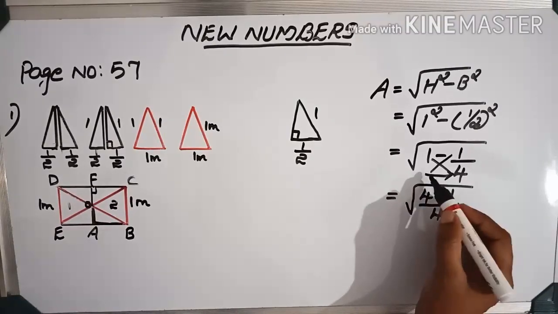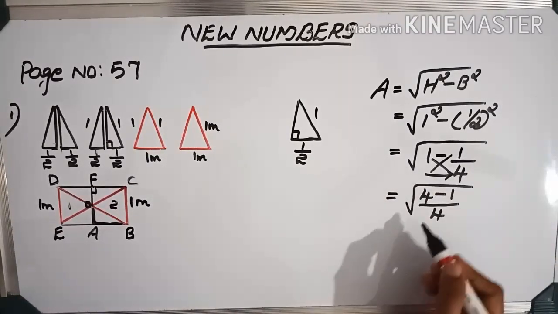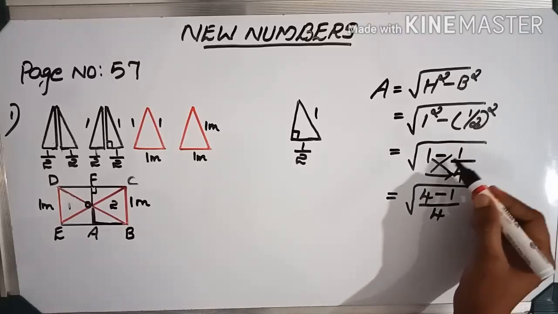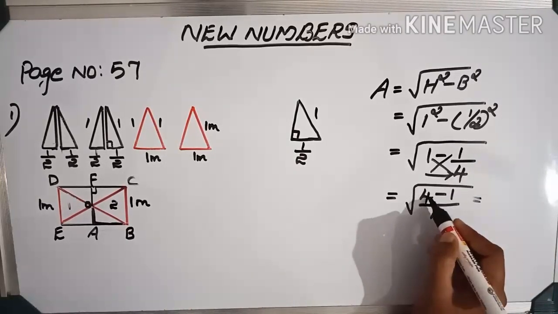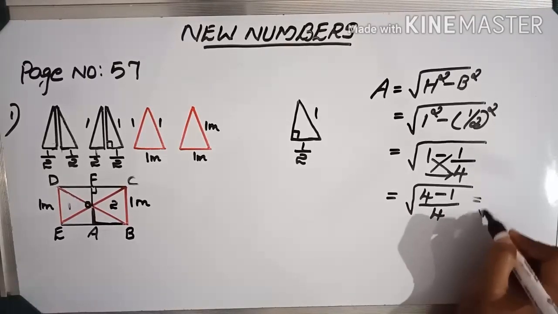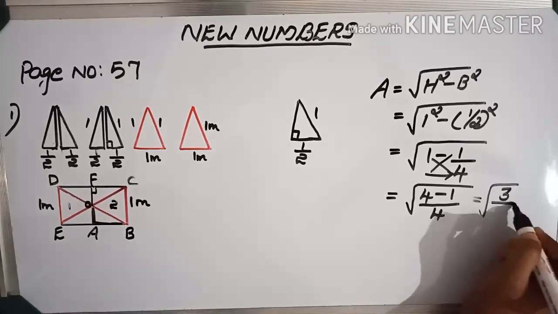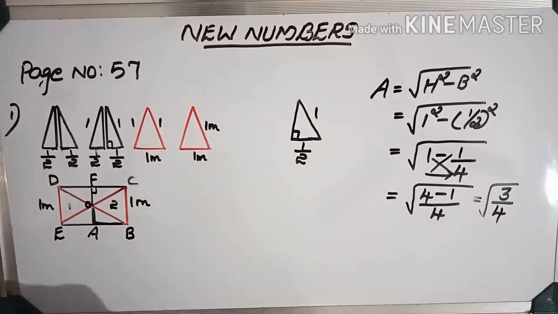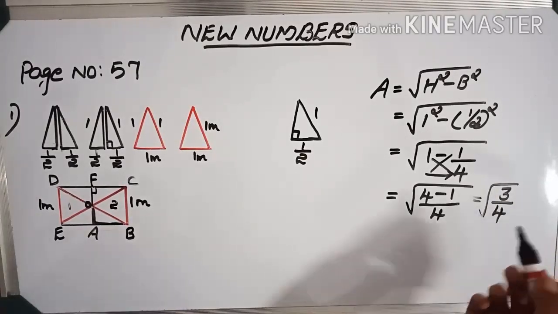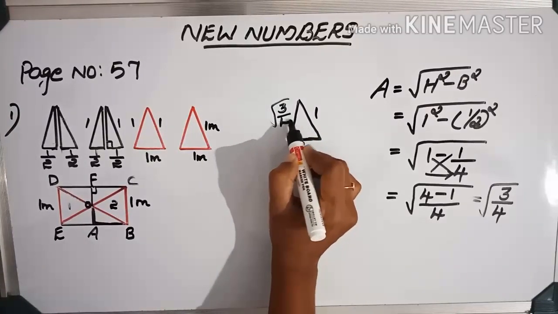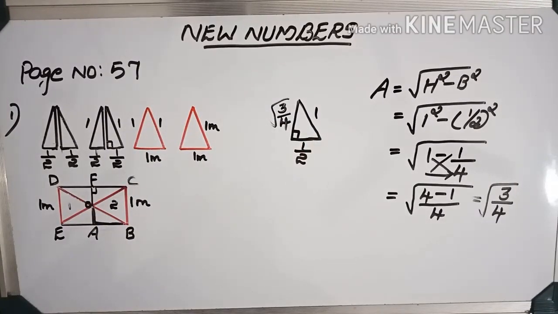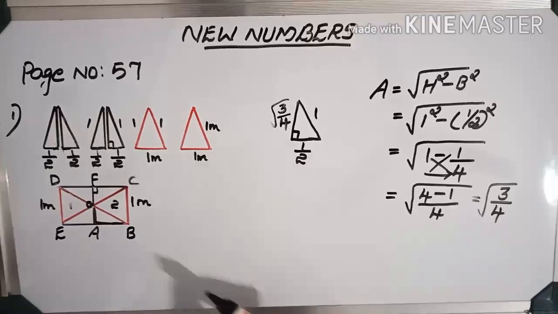Here no number, that means we will consider it as 1. So 1 into 4, 4, 1 into 1, 1, 1 into 4, 4. So answer is 4 minus 1 is 3. So root of 3 by 4. So root of 3 by 4 is what? Altitude. This portion is root of 3 by 4. This is the answer. So altitude we got.